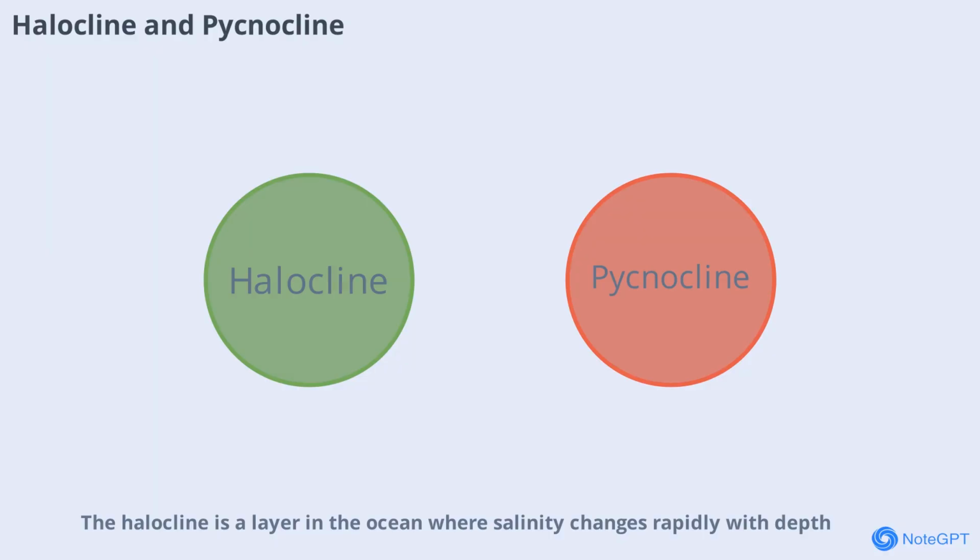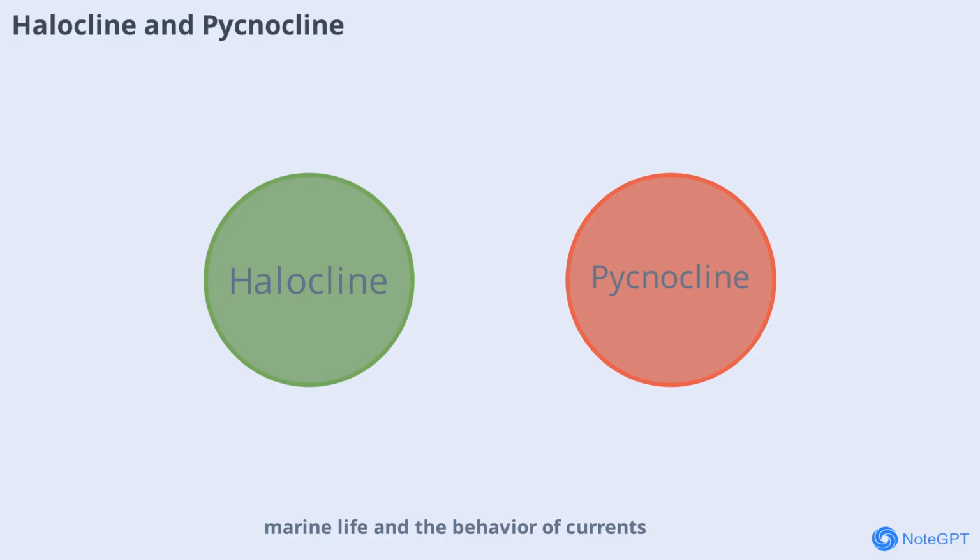The halocline is a layer in the ocean where salinity changes rapidly with depth, while the pycnocline is where density changes quickly. These layers are important for understanding ocean stratification, mixing, and the movement of water masses. They influence nutrient distribution, marine life, and the behavior of currents. Identifying the halocline and pycnocline helps scientists interpret oceanographic data and predict changes in the marine environment.